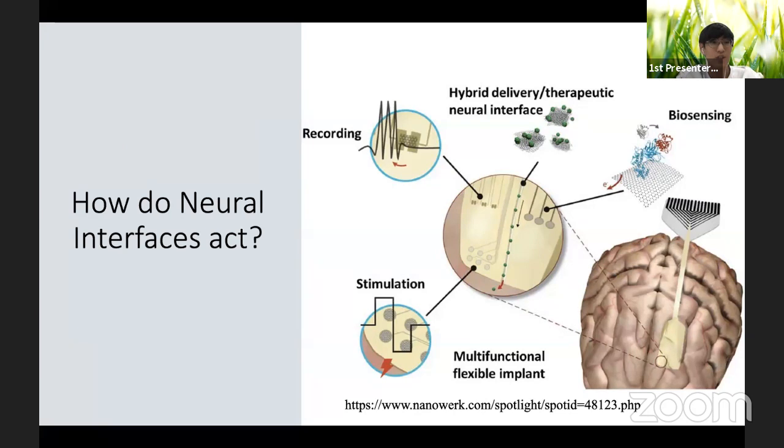However, we would like to mention that there are many emerging modalities, such as ultrasound, chemical, and magnetic, that we will not discuss today.